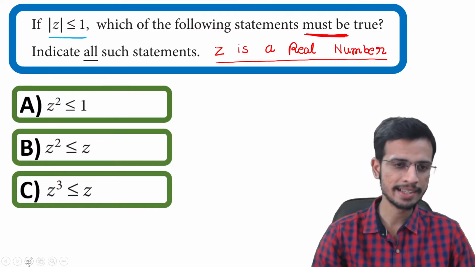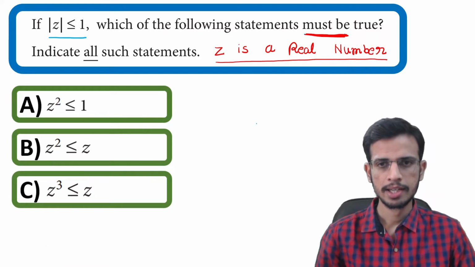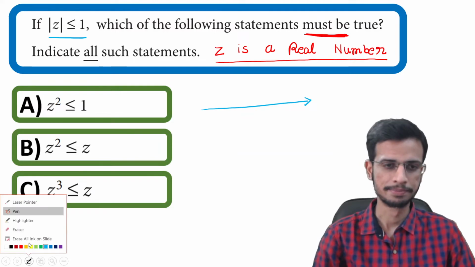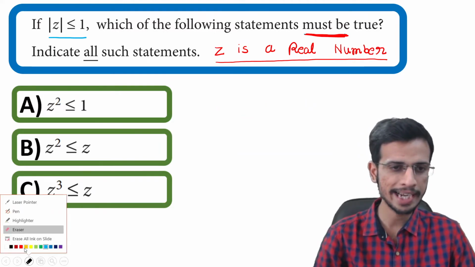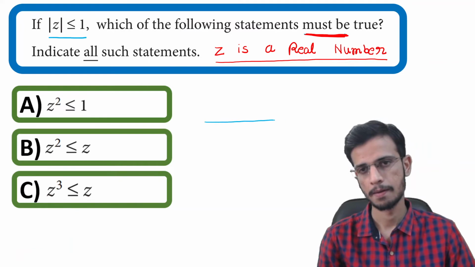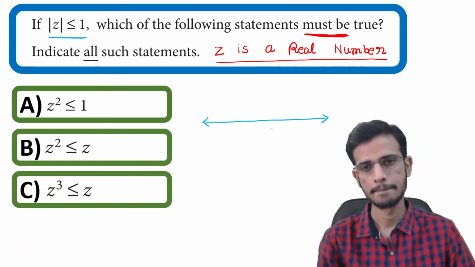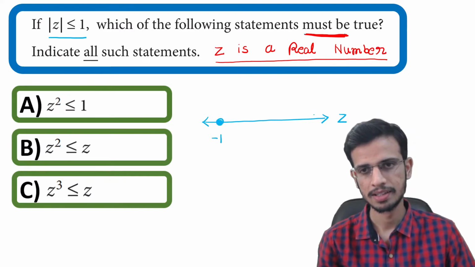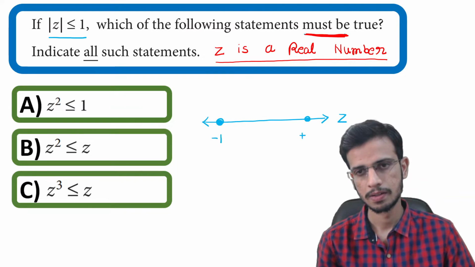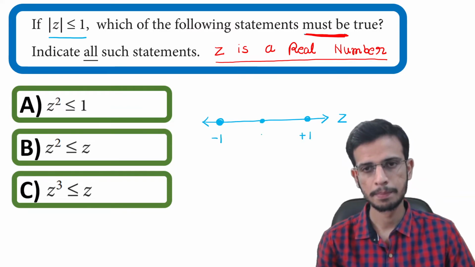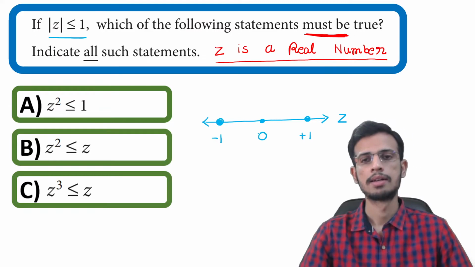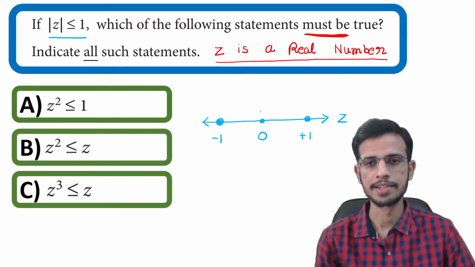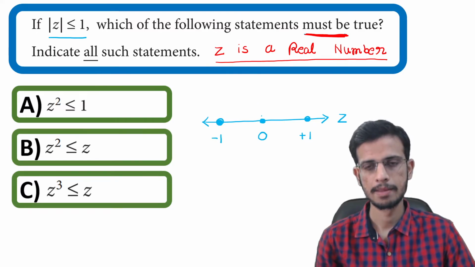If you are locating this inequality on the number line, then you can say for z, and don't forget negative values of z. You have located -1, +1, and 0. Right?